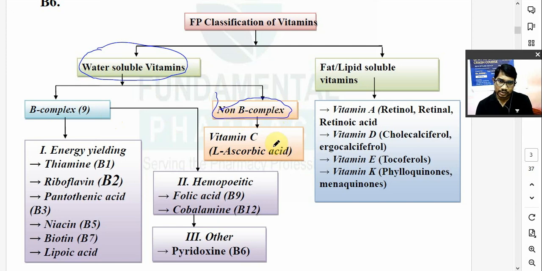So in that you are going to have different classes, like those which are responsible for energy production. So energy yielding vitamins. They are the cofactors for different enzymes involved in metabolism. So thiamine is B1, riboflavin is known as B2, pantothenic acid known as B5, niacin B3, biotin B7 and lipoic acid. Now hematopoietic vitamins. They are responsible for the formation of RBC and blood cells. So in that you have folic acid, vitamin B9, cyanocobalamin known as vitamin B12. And then others, for example vitamin B6, pyridoxine.